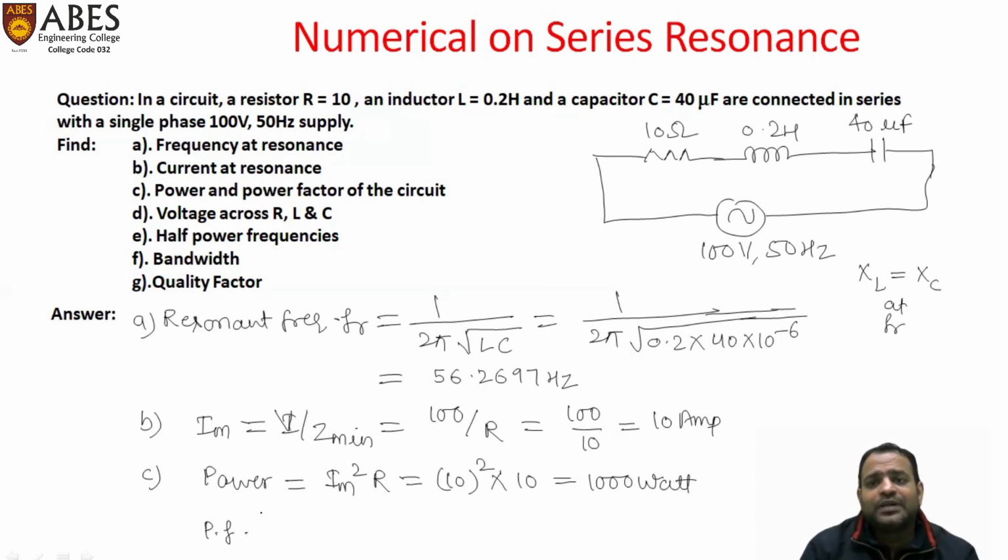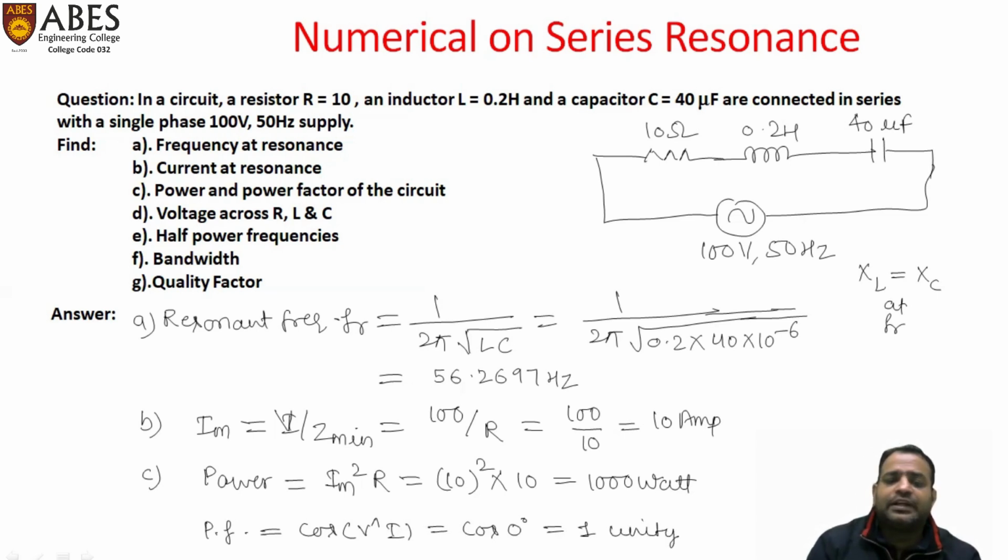And power factor in a series resonance circuit: when XL is equal to XC, circuit nature is only resistive. And in a resistive circuit, voltage and current both are in the same phase. So the power factor is cosine of the angle between voltage and current. And there is no angle between voltage and current, then cos phi, that is cos 0, is equal to 1. Unity. So the power factor is unity at this resonance.